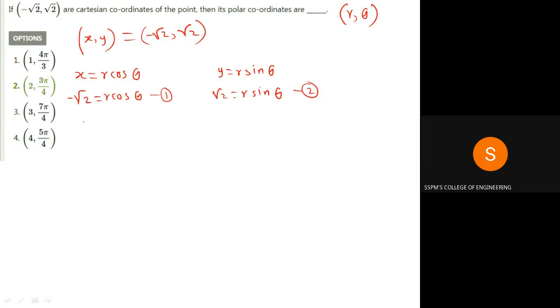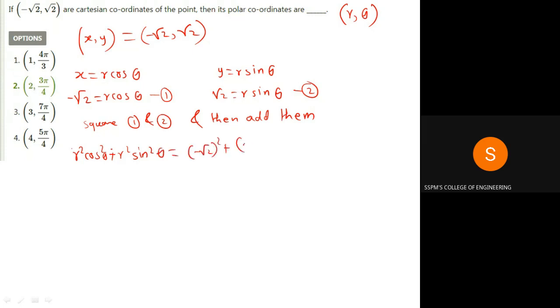What we will do? We square equations 1 and 2 and then add them. So what we will find? r square cos square theta plus r square sin square theta is equal to minus root 2 whole square plus root 2 square. If we take r square common, cos square theta plus sin square theta remains inside the bracket. What is the square of minus root 2? It is 2. The square of any negative number is still a positive number. So it is 2 plus 2.